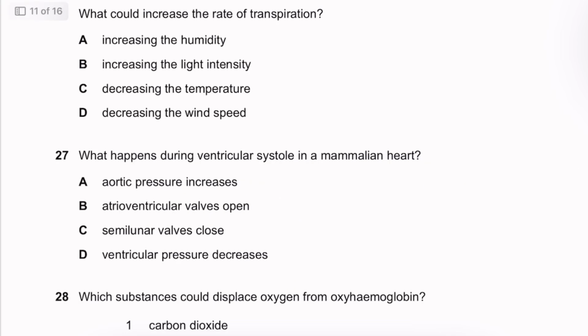Okay. What could increase the rate of transpiration? Increasing humidity, increasing light intensity, decreasing temperature, decreasing the wind speed. What you will want to do is increase light intensity, because when you increase light intensity, plants do more photosynthesis, they do more gas exchange, so there's more stomata open, so there's a greater rate of transpiration. Decreasing temperature is going to decrease the kinetic energy of water molecules, decreasing the rate of transpiration. Decreasing wind speed is going to decrease the diffusion gradient, and so B is your answer.